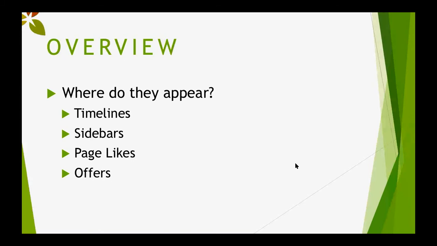So on your main timeline, also on the sidebar, and then oftentimes when you like a page, it'll either recommend other pages for you or show that somebody else that you know has liked that page as well. Those are also advertisements. If they're recommending that you like a page, that's an ad that's been targeted to you. And then another great way that we don't see very often is offers. Offers are exactly what they sound like. It would be a discount or a giveaway for people. You can use those in a number of different ways, and we'll talk about that a little bit more later on.